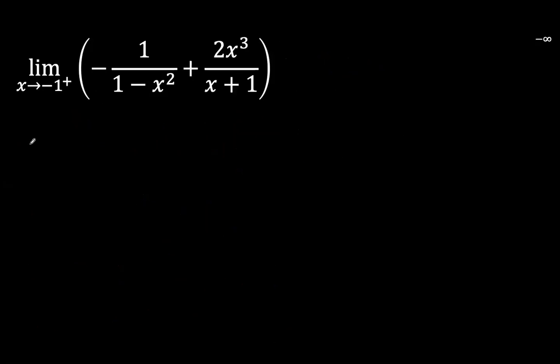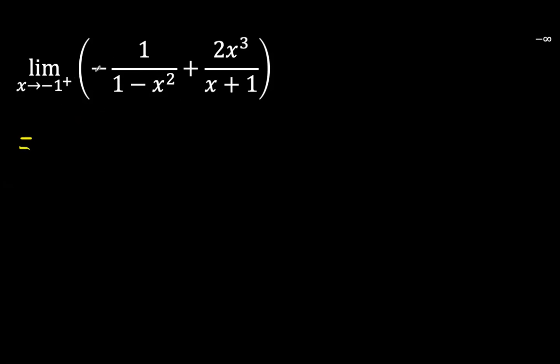And let's consider this. If you want to answer, just pause the video and you can solve it on your own. Once you're done, you can play the video to check your answer. I hope you will get the same answer. So the limit of negative 1 over 1 minus x squared plus 2x cubed over x plus 1.